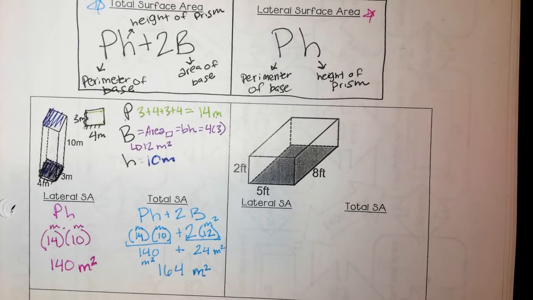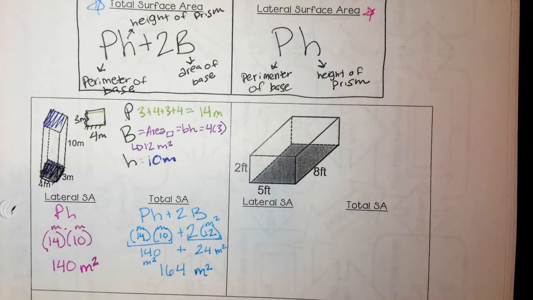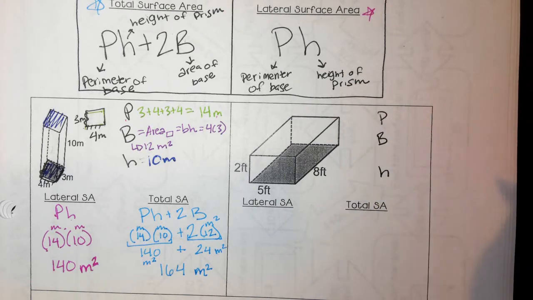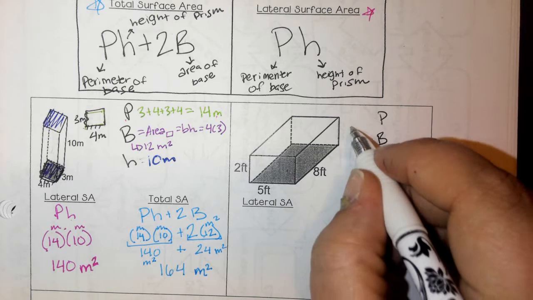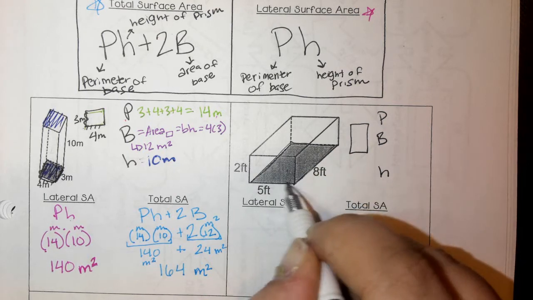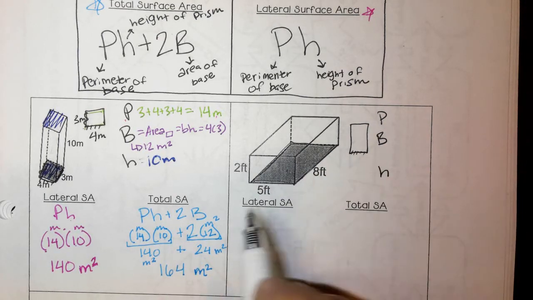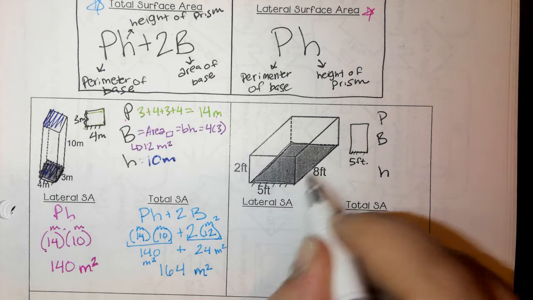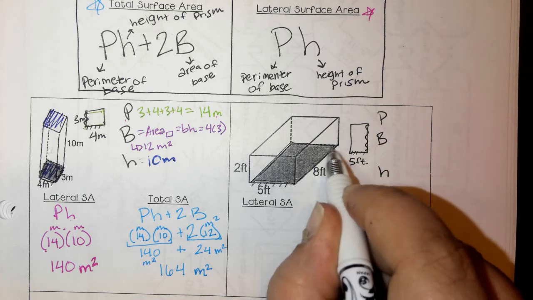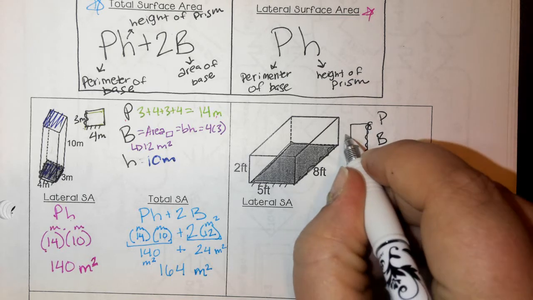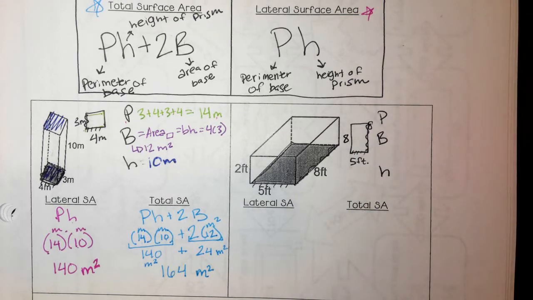Now I want to find the total surface area and lateral surface area of the next rectangular prism. I need to know what is P, B, and H, and I need to also redraw that base. I've redrawn the base, that's this figure here. I can say that this side is 5 feet, and I can say that this side is 8 feet. I'm going to label that on that side. 8 feet, sorry.